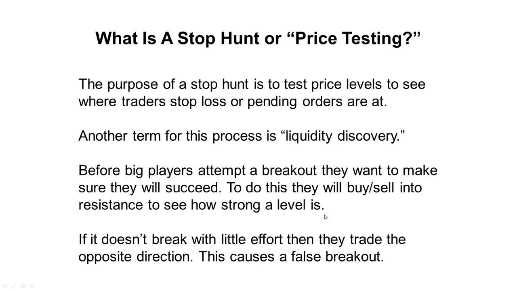Before they do that, they want to test the market. They'll buy or sell into a resistance level. Buy into a resistance, see how strong it is. If it doesn't break with little effort, then they're going to trade the opposite direction, and that's what causes a false breakout. If they're selling really hard into support and it just isn't going through, they're going to quickly get out and reverse the trade, realizing they can cause a nice bounce, and that's what looks like a broker stop hunt or price testing.